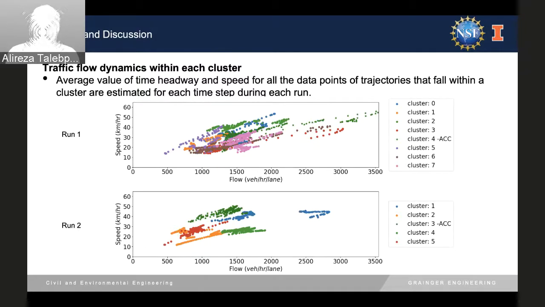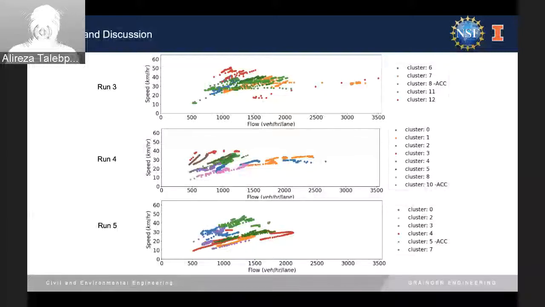Some clusters ended up being very distinct. For instance, here in cluster number 4, these green stars are ACC-driven vehicles. They cluster with ACC-driven vehicles, and it's very distinct from the rest. Here it's the same: they have much higher speed and also similar flow, but they're very distinguishable. Some runs were not as distinguishable, at least not in the aggregate measure. Run 4 is essentially very different, so we said we're going to throw it away.